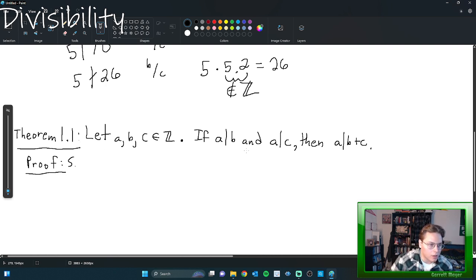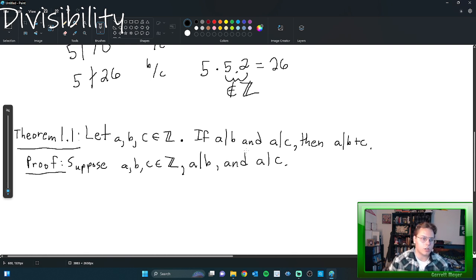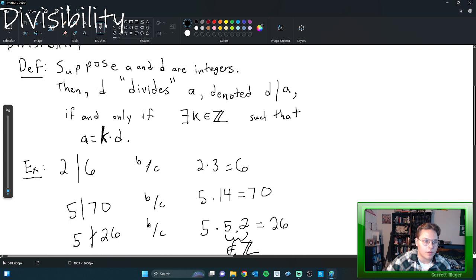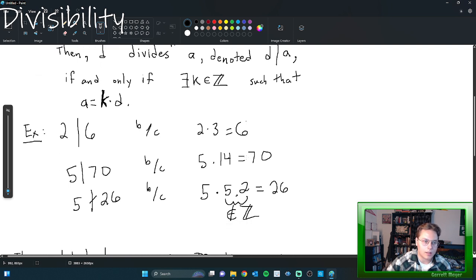So we're going to suppose A, B, C are all integers. A divides B and A divides C. So this is just that first premise in the proof, that P then Q. We're starting with P. We're supposing P. By the definition of divisibility, remember, if D divides A, then A equals K times D for some integer K.